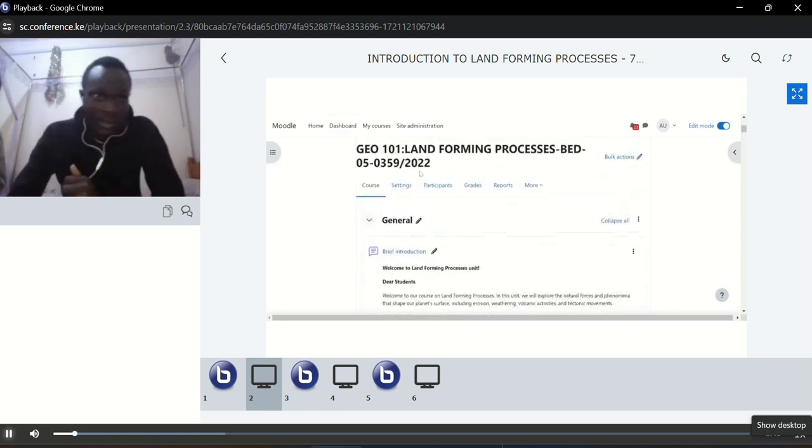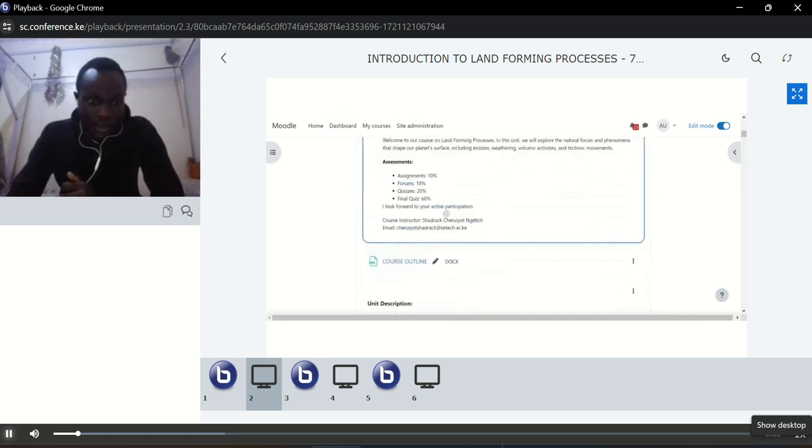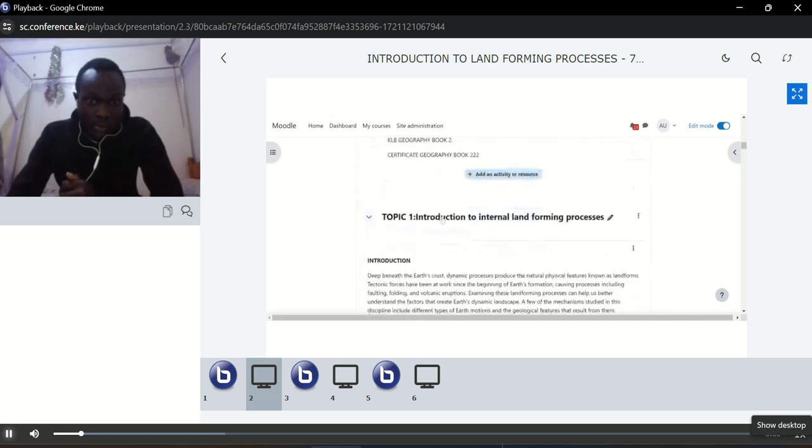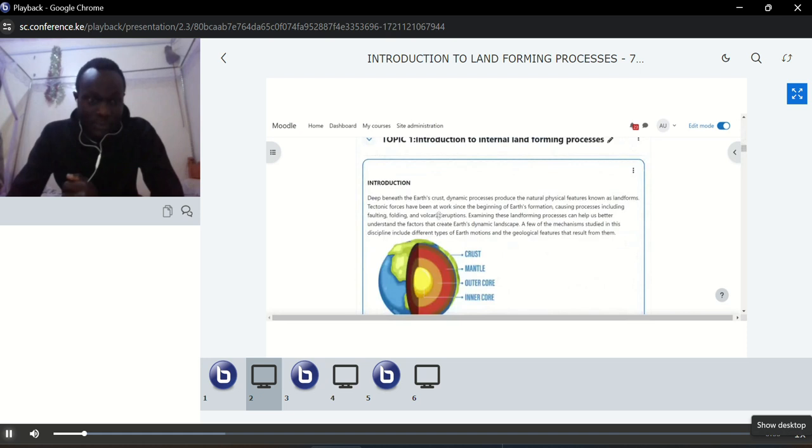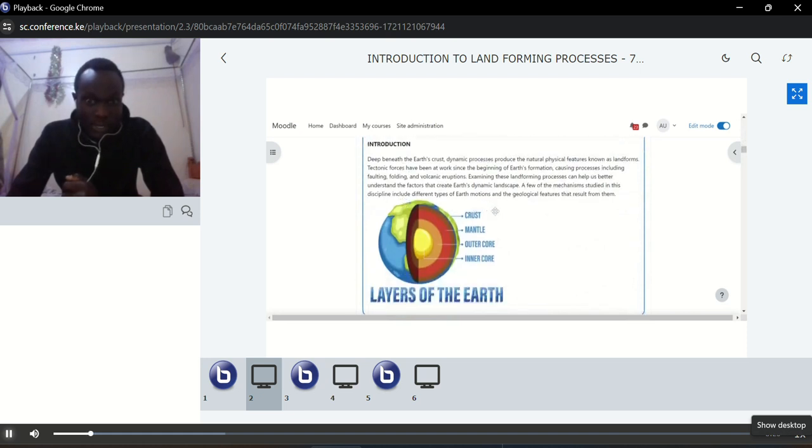Landforming processes. And today we are going to discuss the introduction to landforming processes. Deep beneath the Earth's crust, dynamic processes produce the natural physical features known as landforms. The tectonic forces have been at work since the beginning of Earth's formation, causing processes including folding and volcanic eruptions. Examining these landforming processes can help us better understand the factors that create Earth's dynamic landscape.